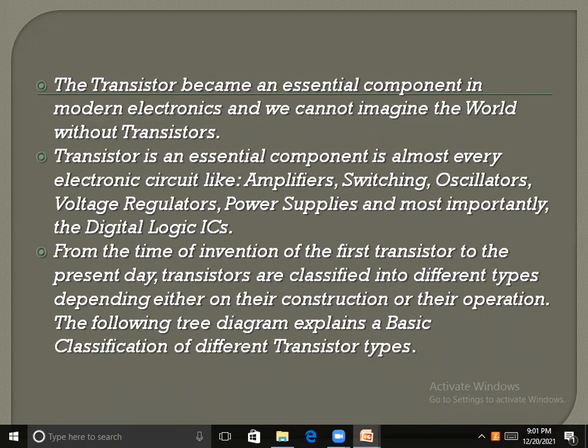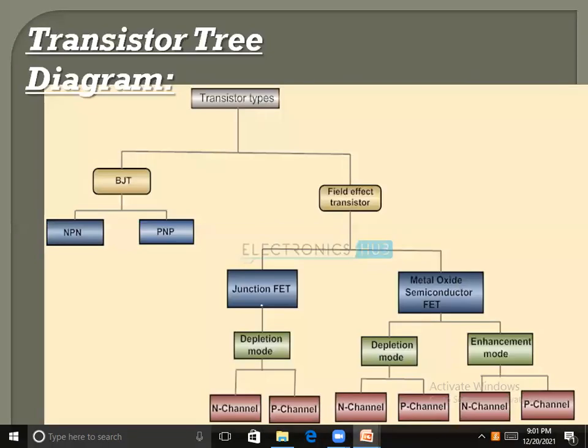The following tree diagram explains a basic classification of different transistor types. Transistor tree diagram. Here is a tree diagram which shows a classification of transistors. Now transistors are classified into two types: BJT, bipolar junction transistor, and field effect transistors. BJT is again classified into NPN and PNP transistors. Field effect transistor is classified into junction FET and metal oxide semiconductor FET.